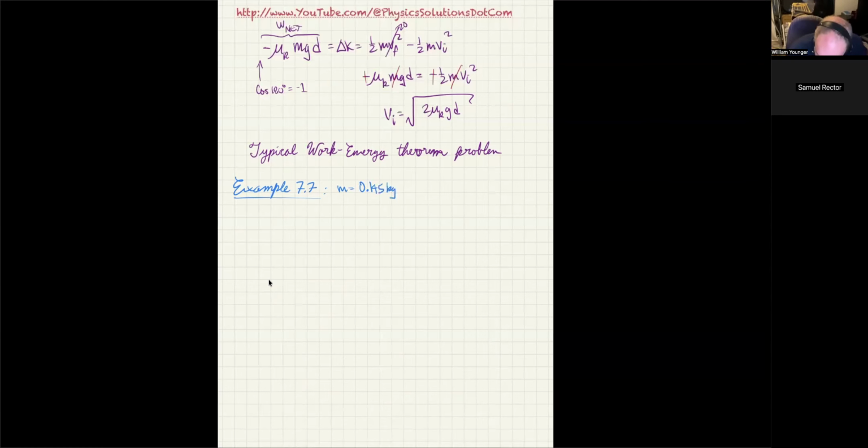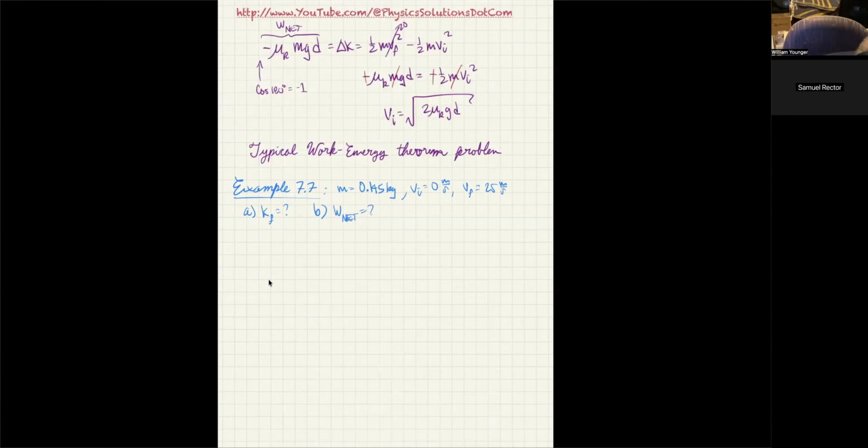0.145 kilograms. We know the initial velocity is 0 meters per second. We know the final velocity is supposed to be 25 meters per second. And for part A, we want to know what is the kinetic energy, K final equals question mark. And B, we want to know what was the net work done.